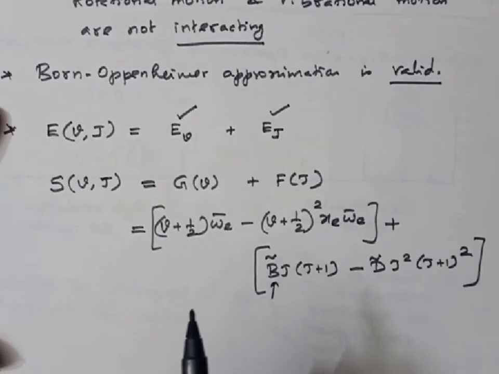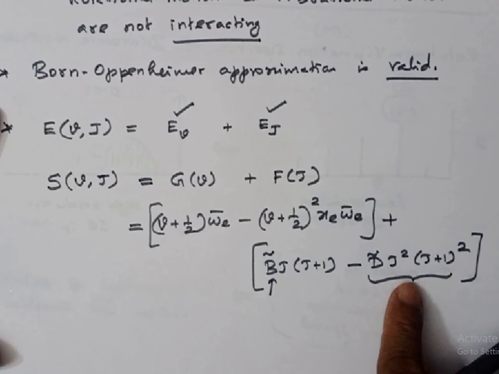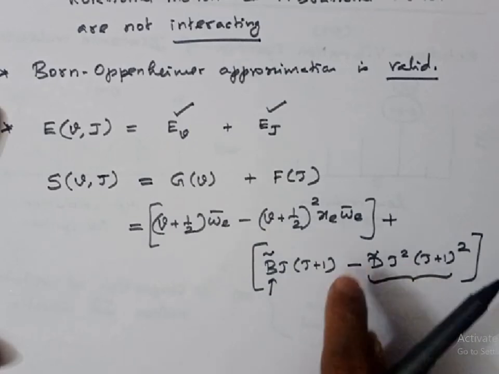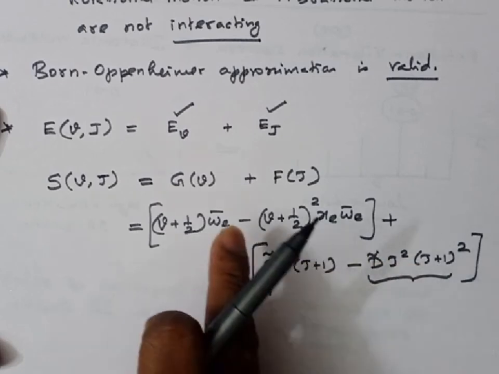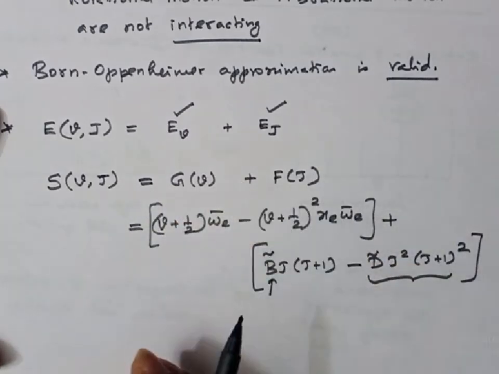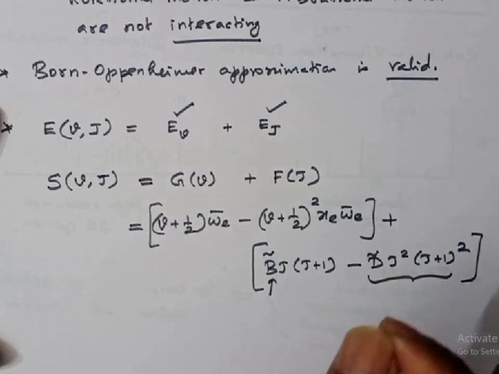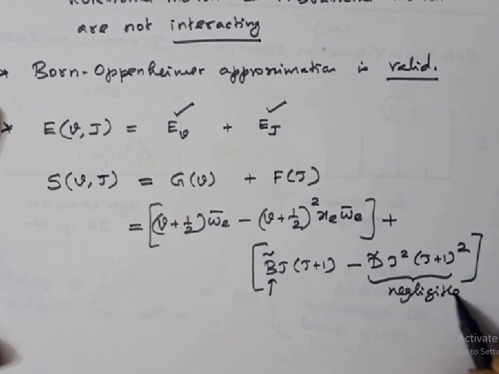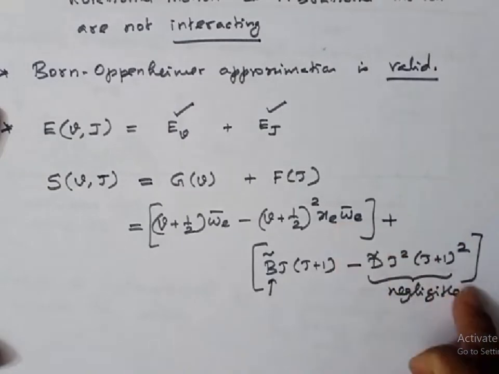Now, observe this carefully. This term, that is the effect due to centrifugal distortion in the case of vibrating rotor, students observe carefully. If you take the rotational spectrum, this is very important. But in the case of vibrational spectrum, the effect of centrifugal distortion is very, very small, negligibly small. So this term is negligible. The contribution of this term is very, very small. Therefore, I'm going to neglect that.